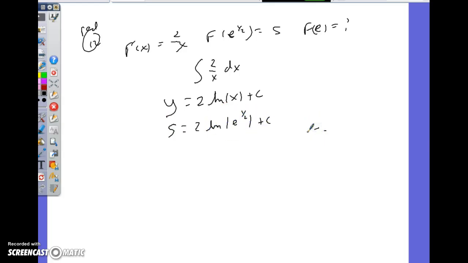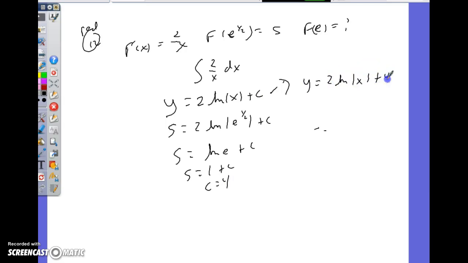You could bring the 1/2 up front. I can bring the 1/2 up in front. Beautifully done, sir. So that's ln of e plus c. ln of e cancels out, right? So there's 1. So it's 5 equals 1 plus c. C therefore equals 4. So my real equation is y equals 2 ln absolute value of x plus 4.